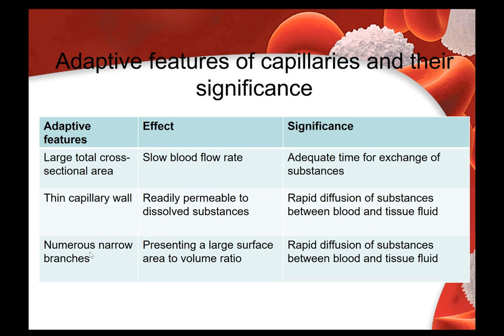And there's a lot of branching. Numerous narrow branching is somewhat related to the first point. It provides a large surface area to volume ratio. So again, due to the larger surface area, it allows more blood to flow to the entire capillaries. So this allows the diffusion process to be even more efficient. Imagine one route can only allow this volume of blood flowing through. But if I have a lot of branching, at one time I can allow a larger volume of blood flowing through the capillaries within that shorter period of time.